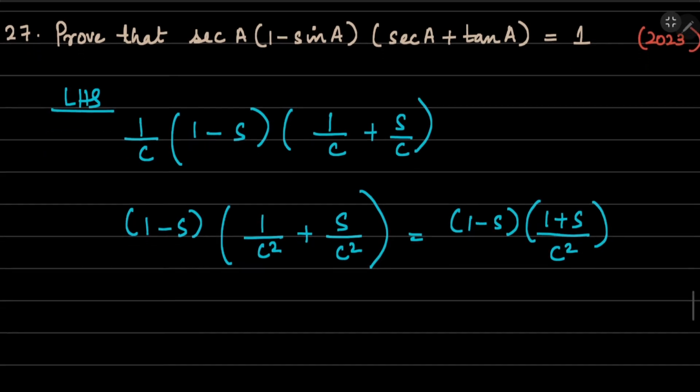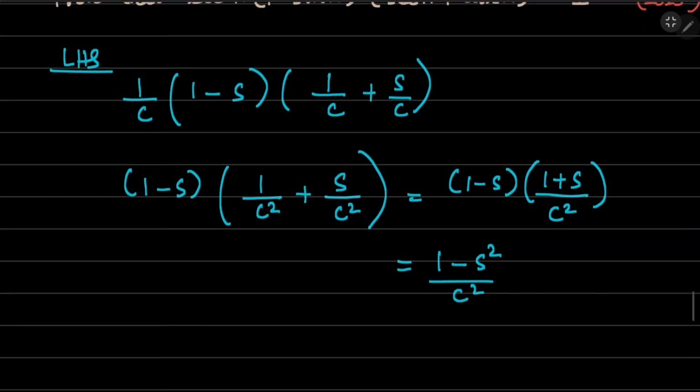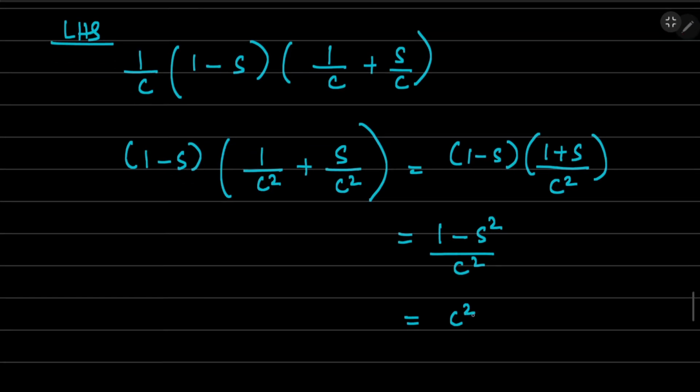Correct? So what is it? A plus B into A minus B. So it's nothing but A square minus B square divided by C square. So what is 1 minus sine square? It is cos square. By cos square, it's equal to 1. It's equal to your RHS. Hence proved.